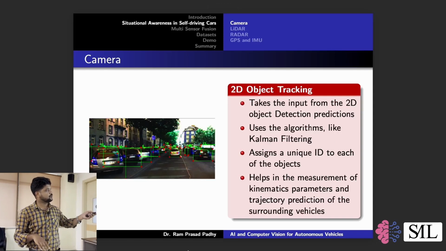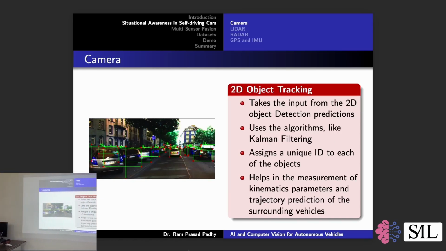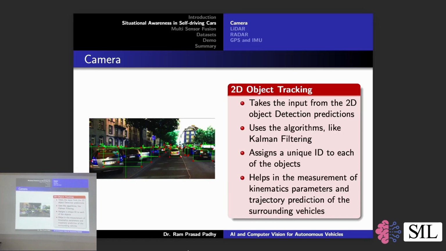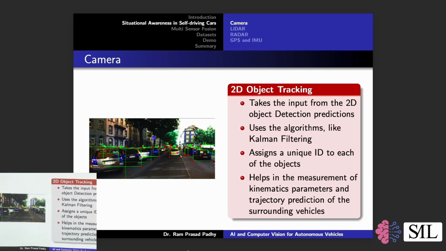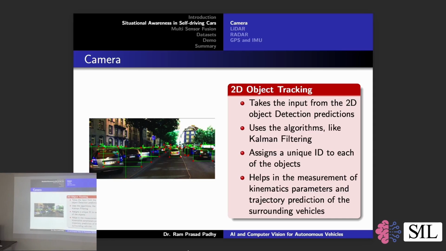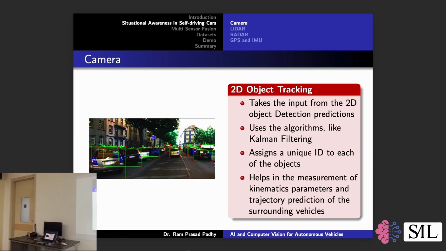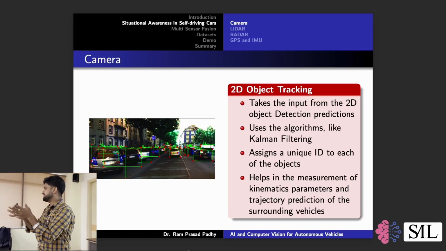Then apart from that, 2D tracking is also there. The difference between detection and tracking is that in detection, you just find different kinds of objects, but tracking gives a unique ID. If you ask me, in this room I just know two persons: Subhankar sir and Rucha madam. Rucha madam, right? I don't know, I just saw your profile. But apart from that, others are just persons to me.